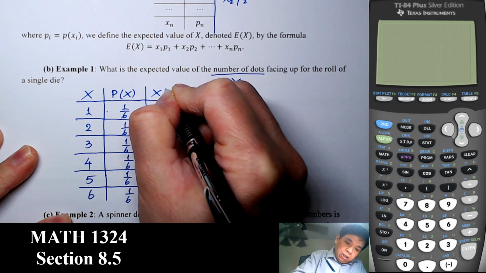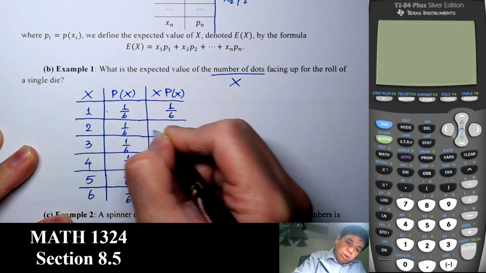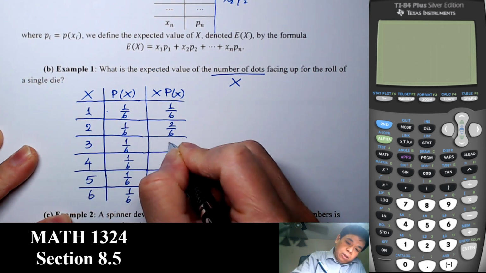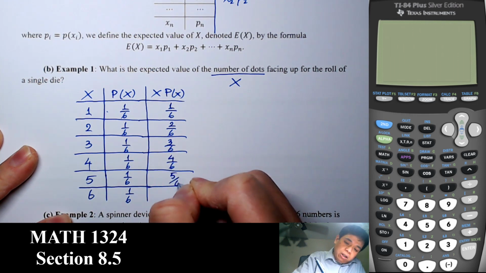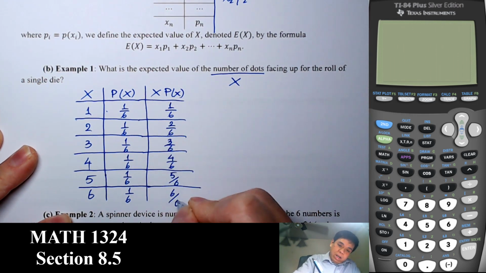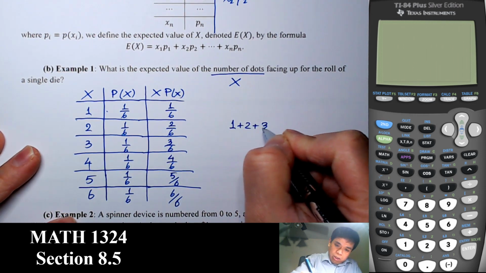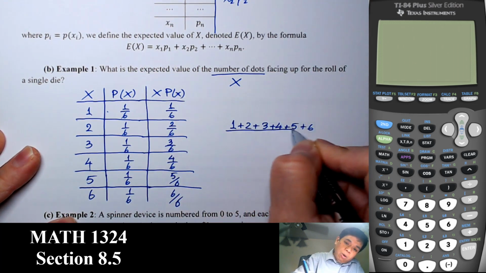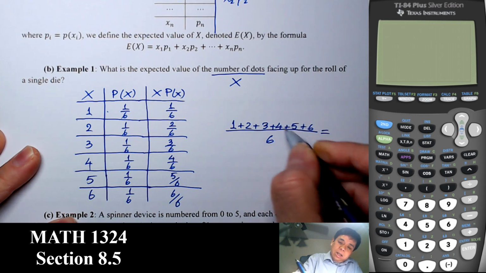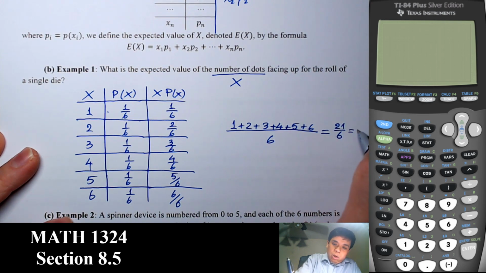So x times p of x. 1 times 1 over 6 is 1 over 6, 2 over 6, 3 over 6, 4 over 6. Of course you can simplify, but when you add all of this up, you have 1 plus 2, 3, 4, 5, and 6, all over 6, and that gives us 21 over 6, which is 3.5.